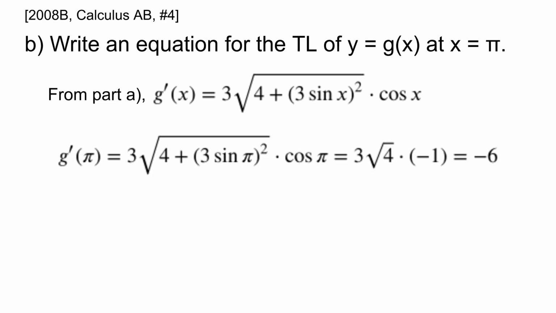Evaluating g prime at pi, we get 3 times the square root of 4 plus 3 sine pi squared times cosine of pi, which turns out to be 3 times the square root of 4 times negative 1, which is 3 times 2 times negative 1, which is 6 times negative 1, which is negative 6.